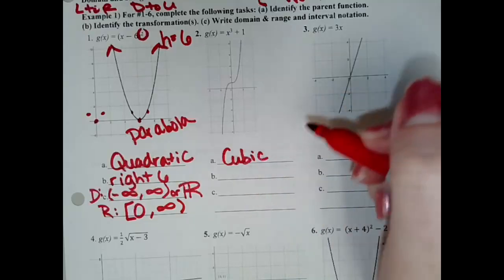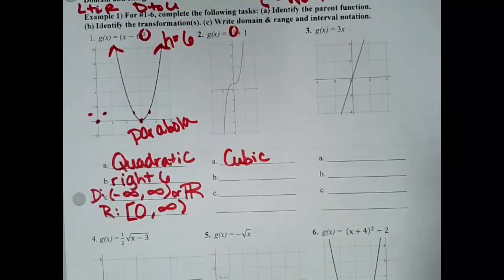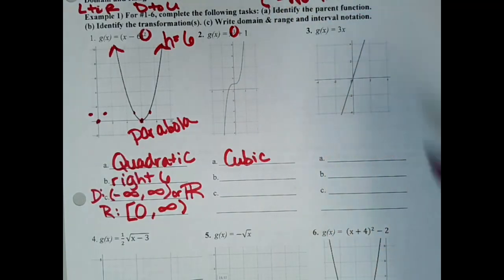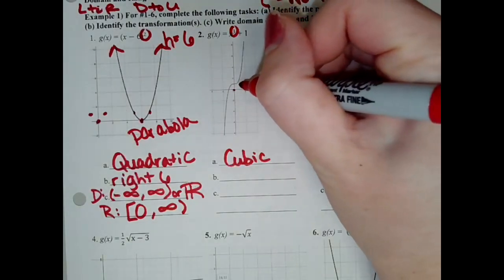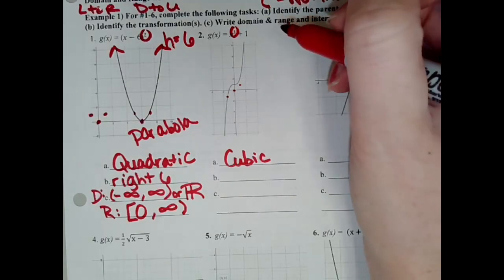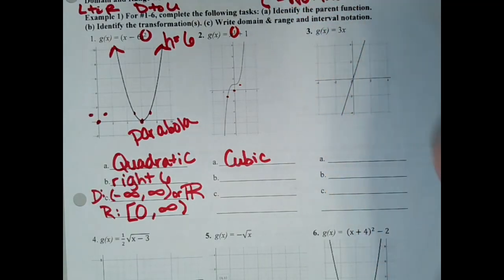Next, we have a cubic function. I can tell it's cubic because of that shape, or by looking at the exponent, it's a 3. Transformation, you can think about the parent function passing through (0, 0), (1, 1), (-1, -1). Or you can look at the values.